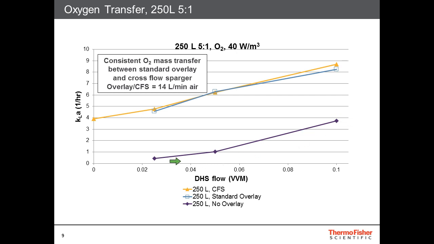So this is the kLa, which is less than 2 or 3. And when you use overlay, it's probably between 4 to 5 or 6. And then when you use the cross-flow sparging, it's from 4 to 8 or so.